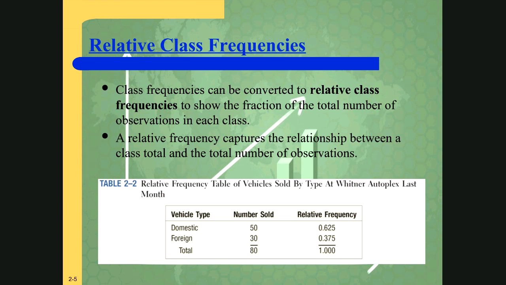Okay, so what is the relative frequency of the domestic cars that are sold? It's 50 divided by 80, which is 0.625 or 62.5%. And foreign cars is 30 divided by 80, which is 37.5% or 0.375.